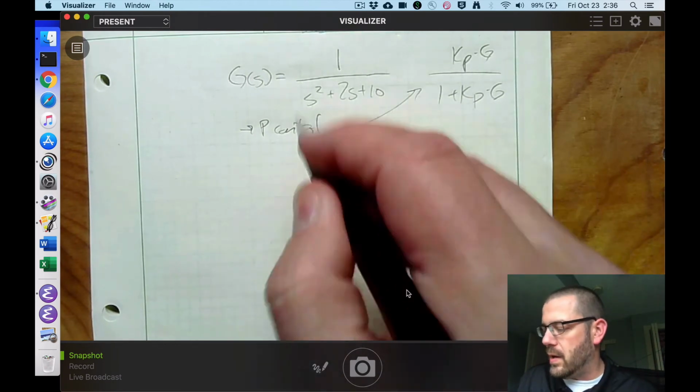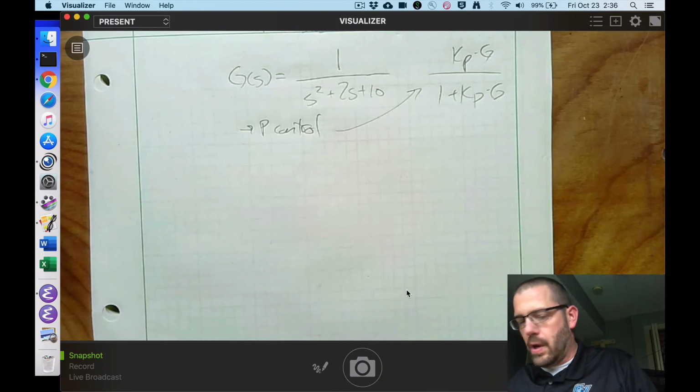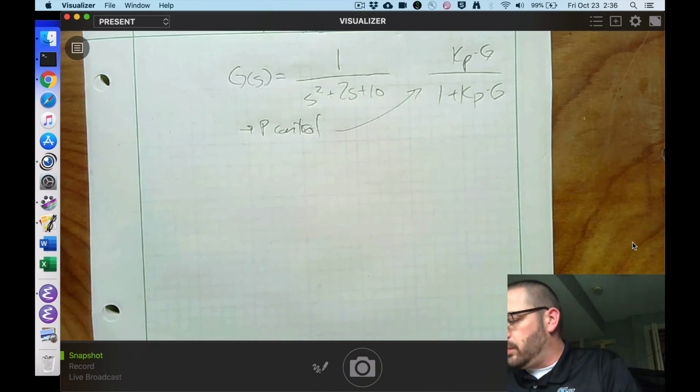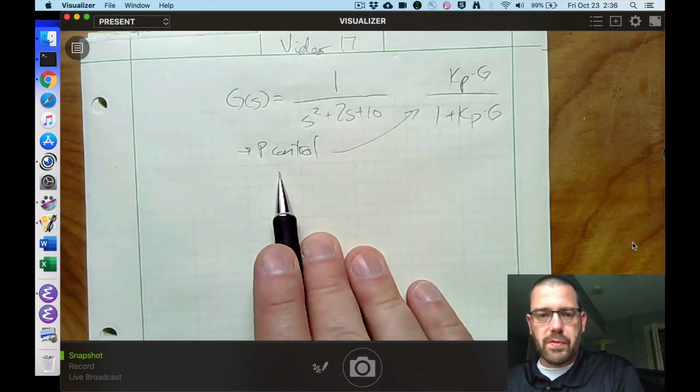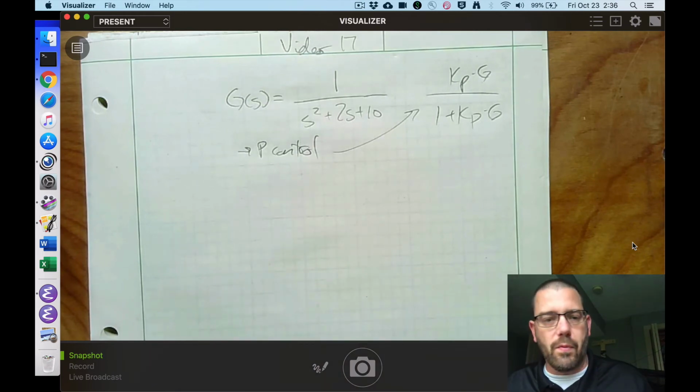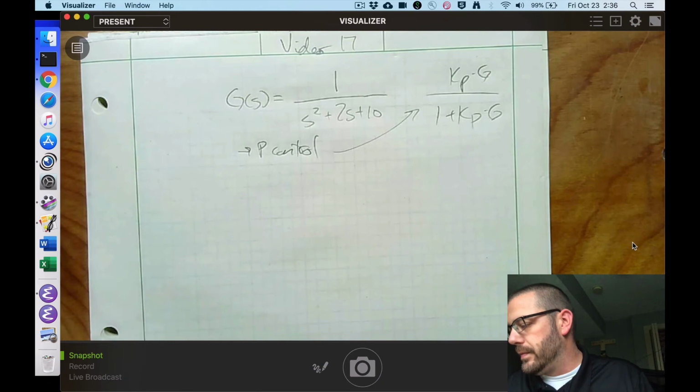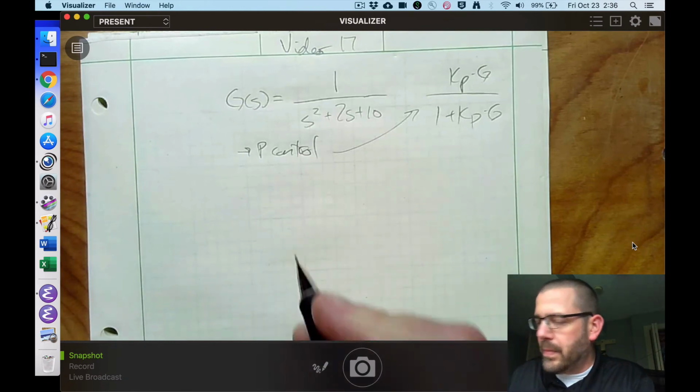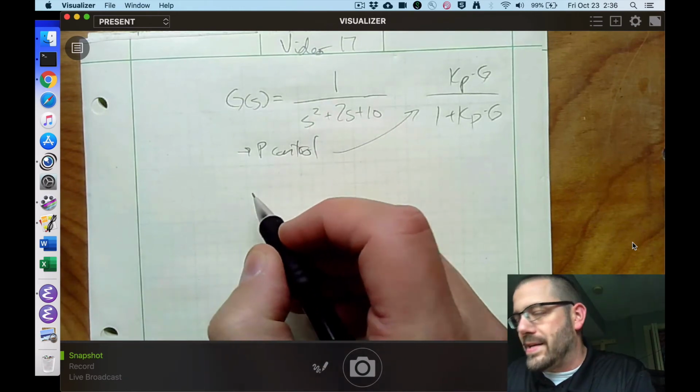And you could see how KP affects the closed loop transfer function. Not terrible, because this is a relatively simple system with a relatively simple controller. I'm going to argue that once you learn how to do root locus, this is trivial and can be done in less than 30 seconds. So first of all, I need to know my poles and my zeros.